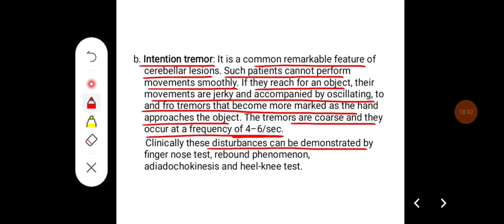Clinically, these disturbances can be demonstrated by finger-nose test, rebound phenomenon, diadochokinesis, and heel-knee test.